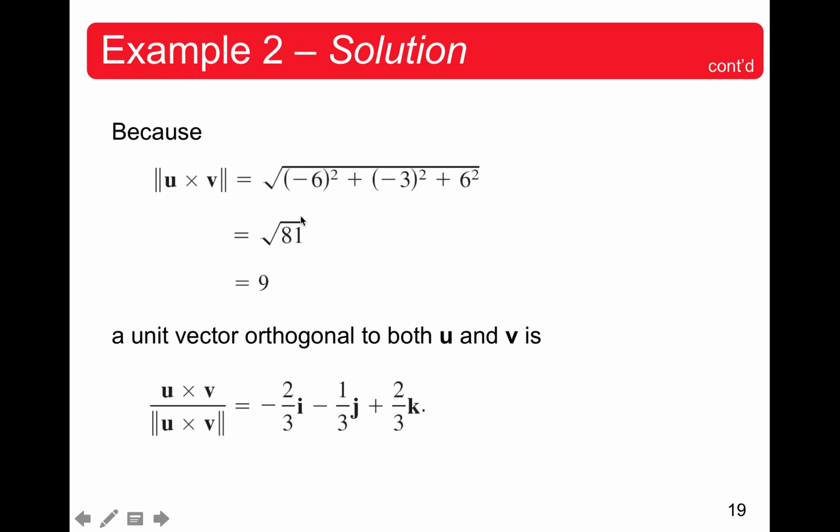If we take -6 divided by 9, we get -2/3. If we take -3 divided by 9, we get -1/3. And if we take 6 divided by 9, we get 2/3. So this right here is the unit vector that's orthogonal to both vector u and v.